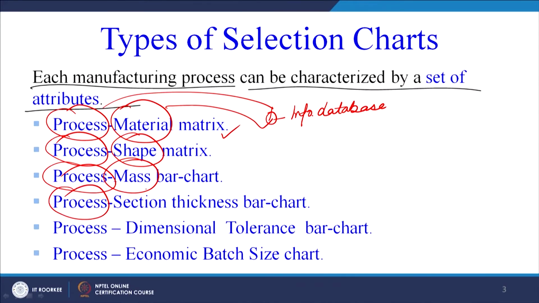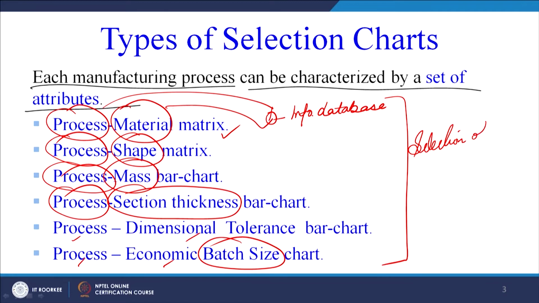Similarly, the process section thickness: which process can give us smaller section thickness, which process can give us larger section thickness. Similarly, the process in context of the dimensional tolerance, process in context of the economic batch size as I have already discussed, that information is also available. So in our discussion now, we want to see an example of each one of these.